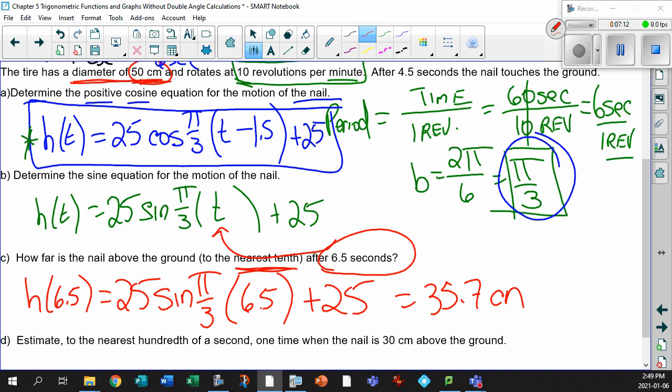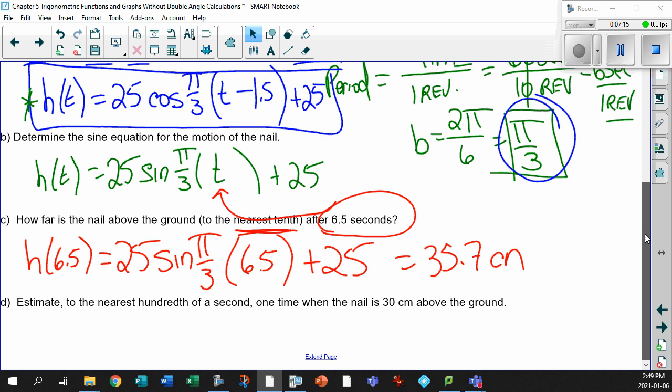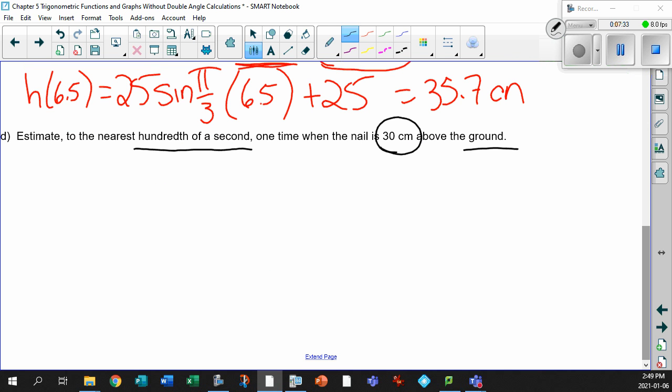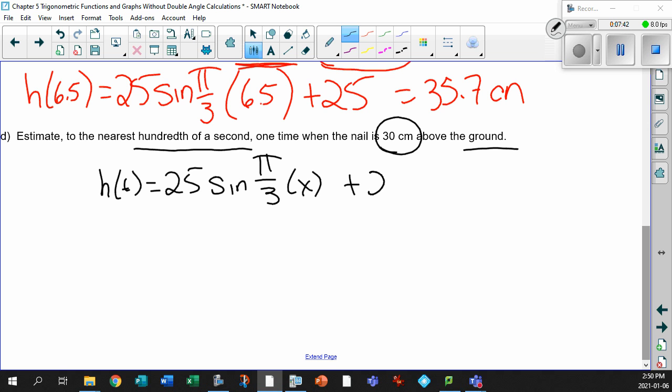So, yep, perfect. Great. Now, estimate now again to the nearest hundredth of a second. Oh, this is getting interesting. Okay, one time when the nail is 30 centimeters above the ground. Now it's 30 centimeters above the ground. So think about what we have here. Think about the equation. The equation was h of t equals 25 sine pi over 3 of x, right, plus the 25. Now I'm telling you the height is 30. Let's just do this algebraically. Let's do it. Okay? So in other words, I want to find this x. I can do that, no problem. Let's go. The height is 30.